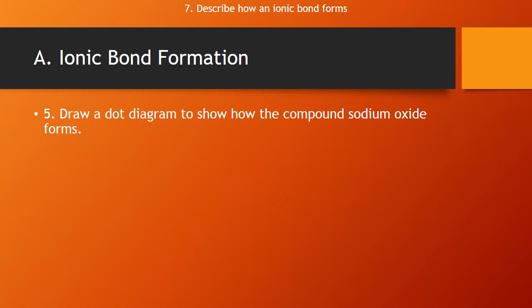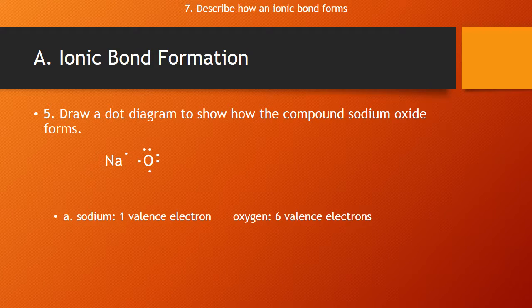So for our next example, we're asked to draw a dot diagram to show how the compound sodium oxide forms. Notice sodium has 1 valence electron because it's in group 1, and oxygen has 6 valence electrons because it's in group 16.